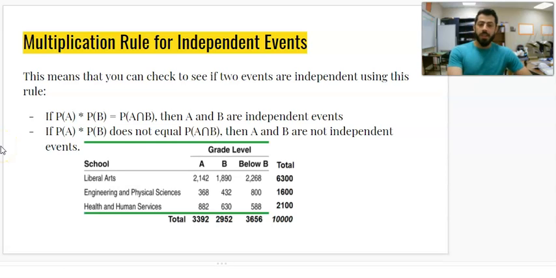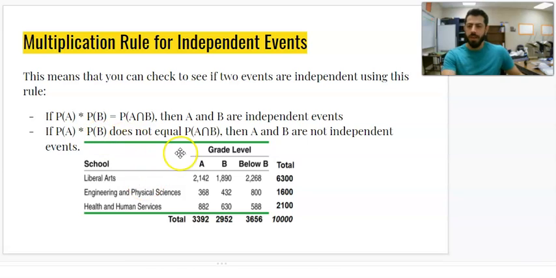Let's use this same table as an example, right? So, maybe I want to check to see if the school that they're in versus the grade level are independent of one another. I want to know if there is independence between what school they're in and what grade they got. So what I can do is pick a school and pick a grade level and use these formulas to test that theory.